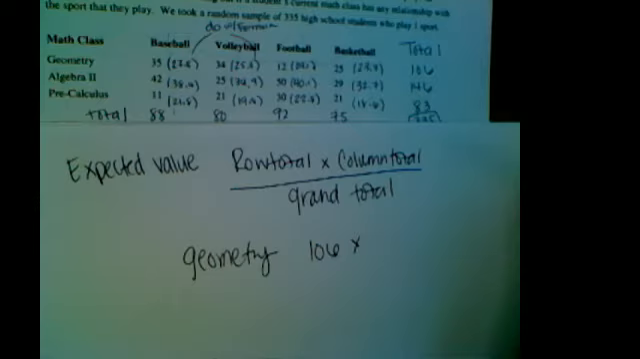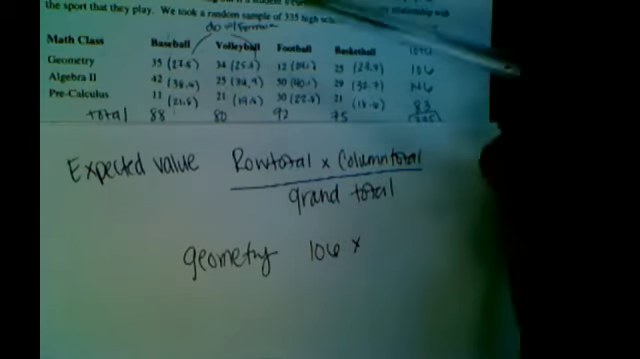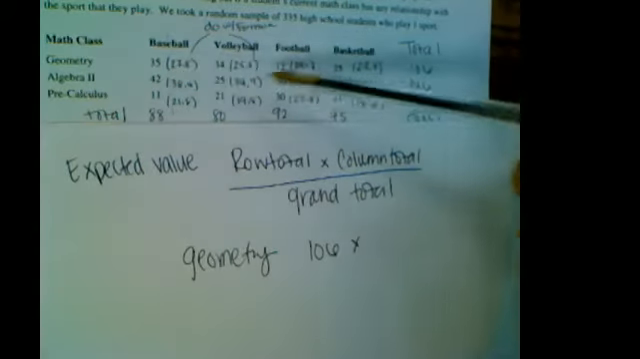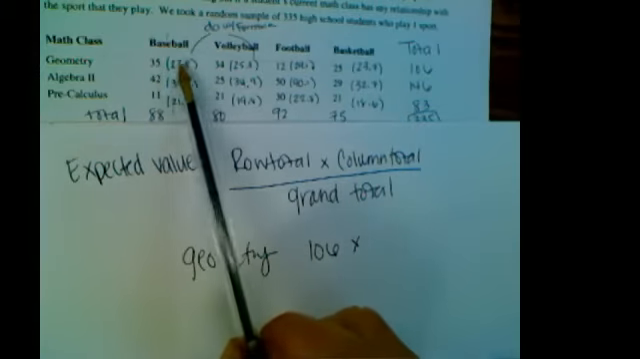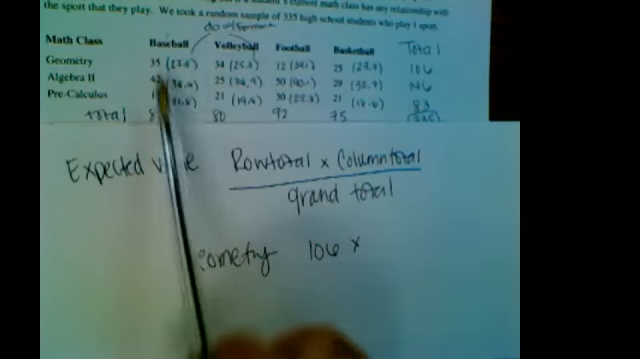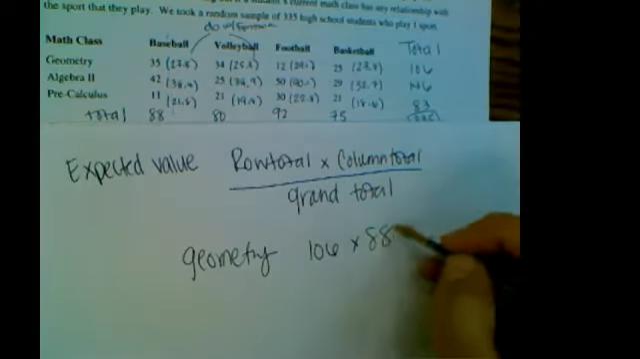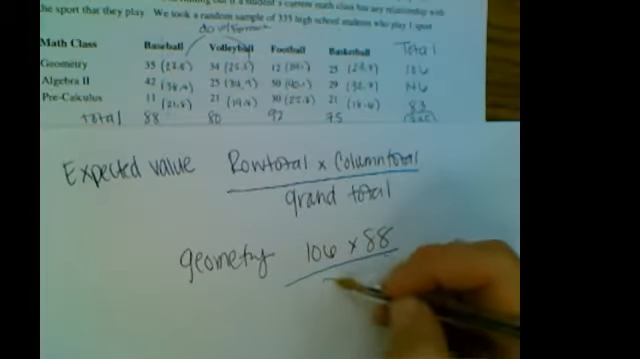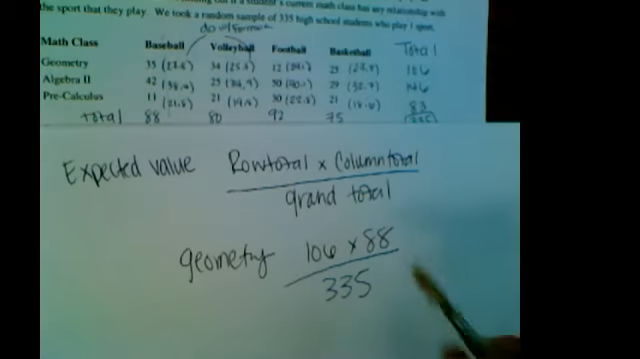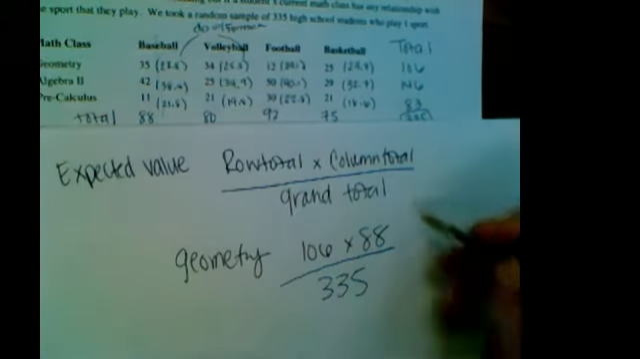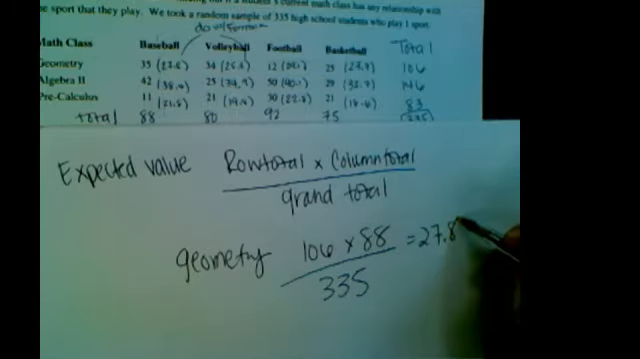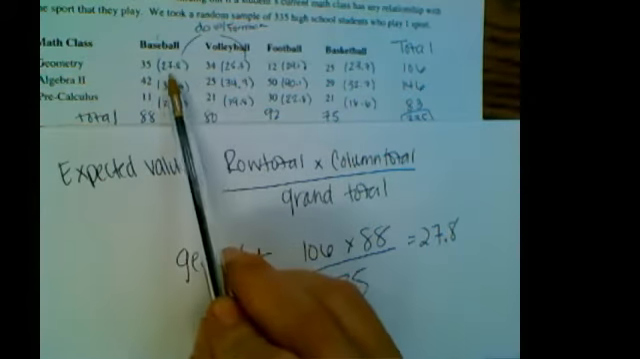is, what am I using for the column total for geometry? Well, I'm going to do this multiple different times. So if I am finding this expected value right here, I'm in this column. So 88. And then the grand total was the 335. If I multiply those, I get 27.8. So that's where I got that expected value of 27.8.